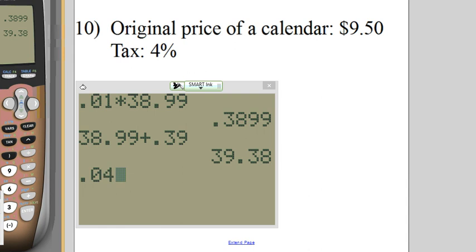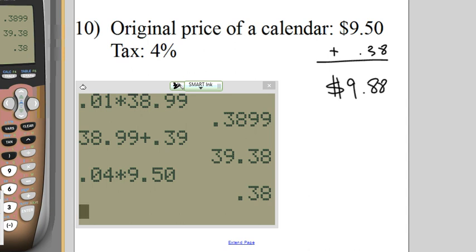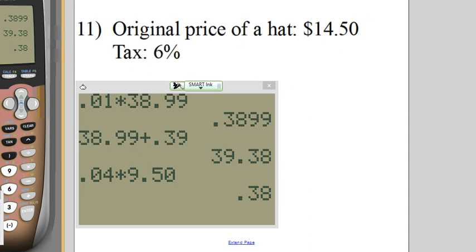0.04 times 9.50 to find the tax. 38-cent tax. 38 cents on top of that. It'd be $9.88 total. From this point, we just want to find out what the tax is.